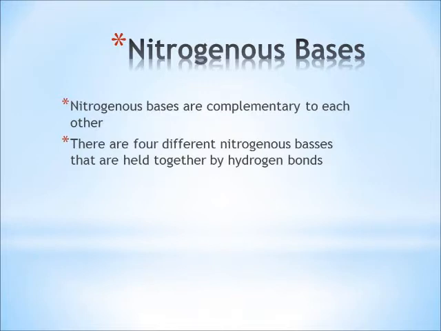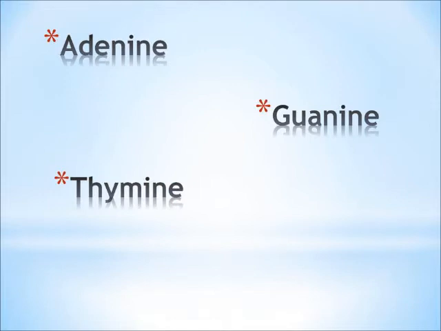Nitrogenous bases are complementary to each other. There are 4 different nitrogenous bases that are held together by hydrogen bonds. The first nitrogenous base is adenine. Then there is guanine. Then there is thymine. And last but not least is cytosine.